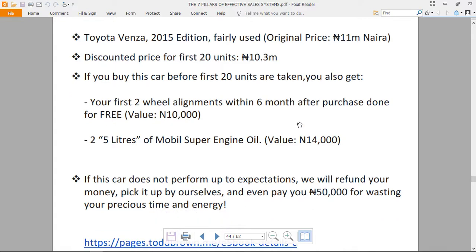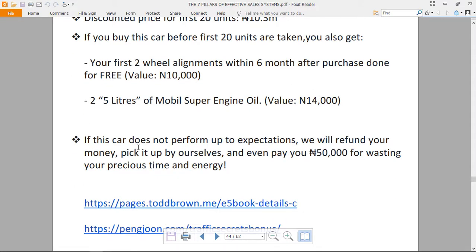Now, where I now want to finish them is to come to the guarantee. If your guarantee does not scare you, you don't have a powerful guarantee yet. Now, you say, if this car does not perform up to expectations, I should have put a time limit here. I forgot, but it's fine. Even like this, it's very powerful. We will refund your money, pick it up by ourselves. You know that's stress because you are literally going to go anywhere in the nation to pick up that car and even pay you 50,000 naira for wasting your precious time.